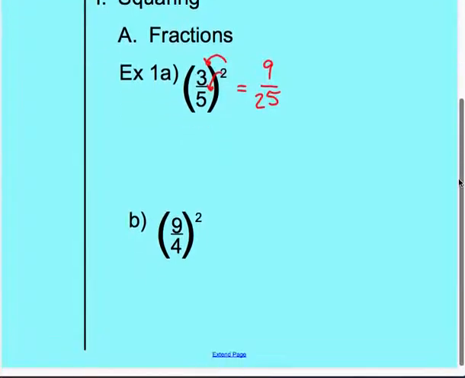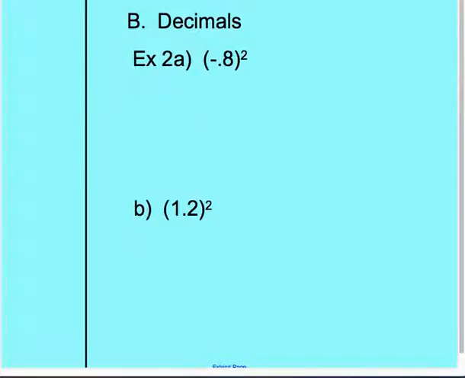Let's take a look at one more. Same thing, distributing our square. 9 squared is 81, and 4 squared is 16. It's that simple. Next, we're going to take a look at squaring decimals, which isn't quite as simple as squaring fractions.